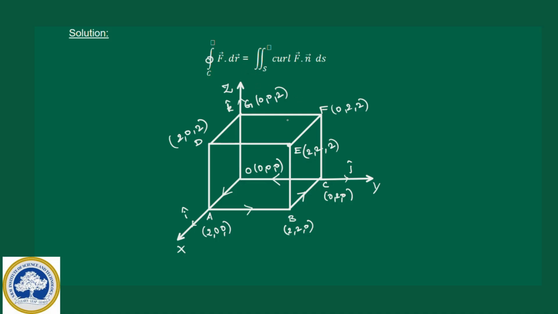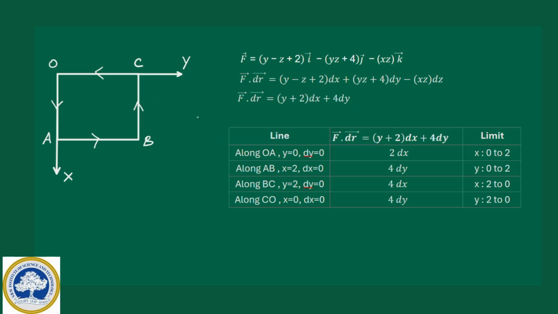dr, right? And then for the remaining 5 surfaces, we have to evaluate the double integral over S of curl f dot n ds. First, let us evaluate the left hand side part, that is the line integral f dot dr. For that we have to consider the closed curve C. We have considered only that square portion alone.